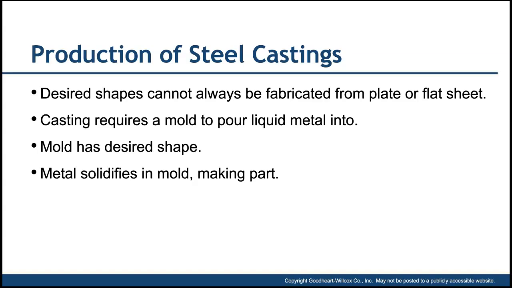In order to cast these parts, it does require a mold to pour the liquid metal into. Of course, that mold has to be able to withstand the higher temperatures of steel. So that leaves us with other types of materials. A lot of times we're talking about sands or ceramics, glasses, other types of materials that would absorb and be able to handle the higher heat as we pour that liquid metal into the actual mold. The mold itself is going to hold the desired shape. So as the metal solidifies and hardens, that's going to make the part.